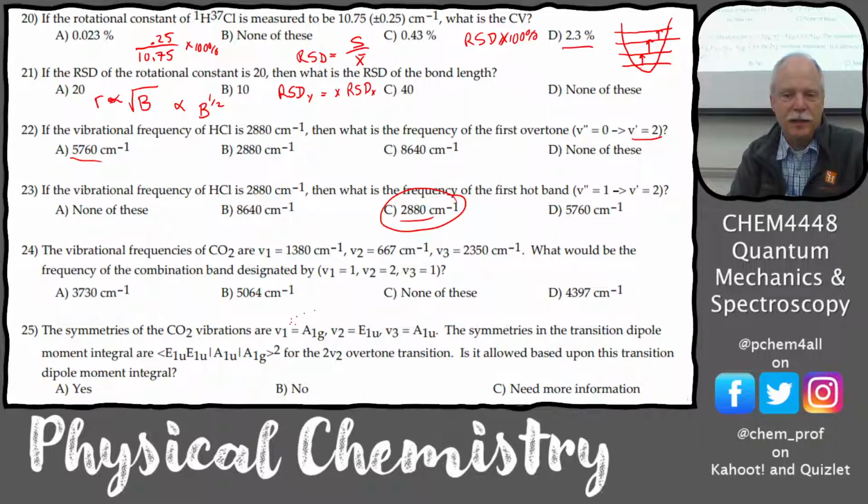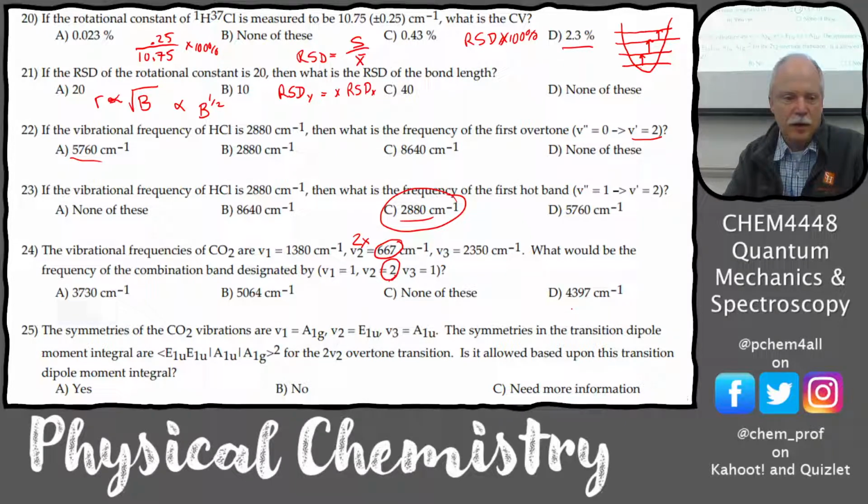Okay, combination bands. Here we've got nu1, nu2, nu3. So we just double that middle one. So we take this frequency times 2, and then add them all up. So we have 1 of those, 2 of these, and 1 of those to get that combination band.